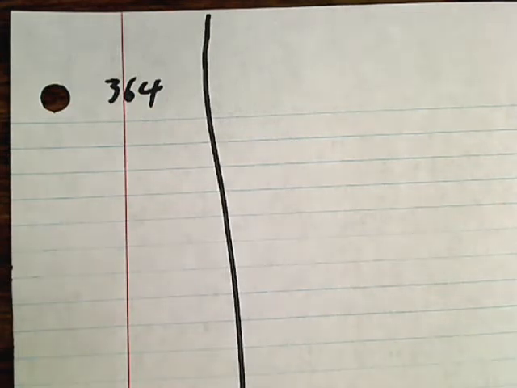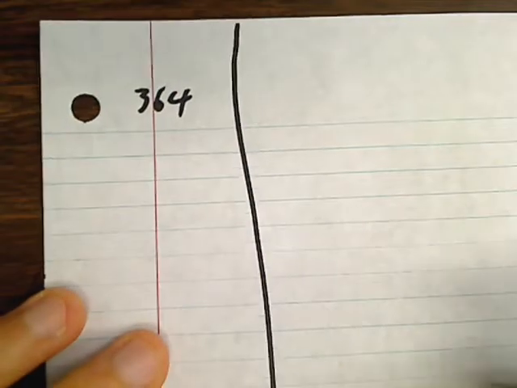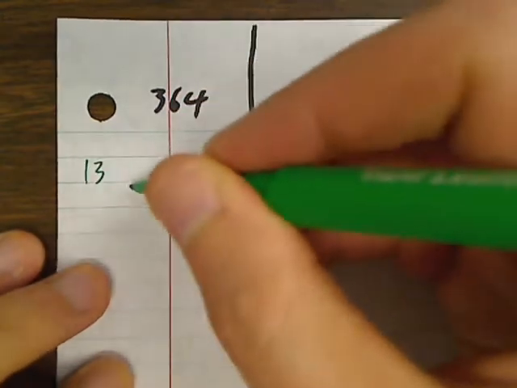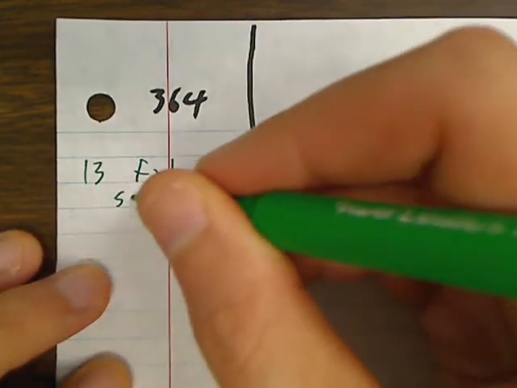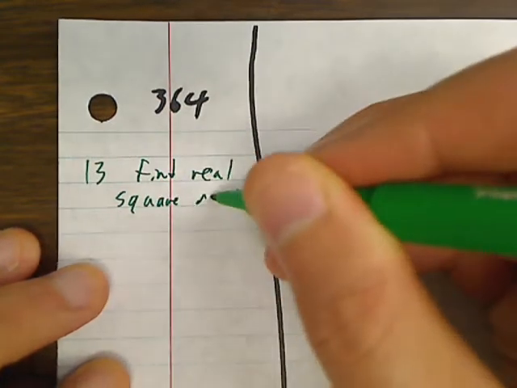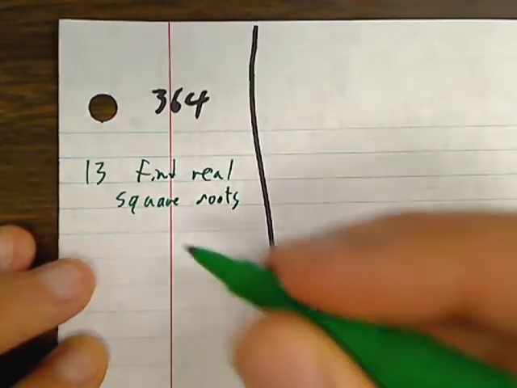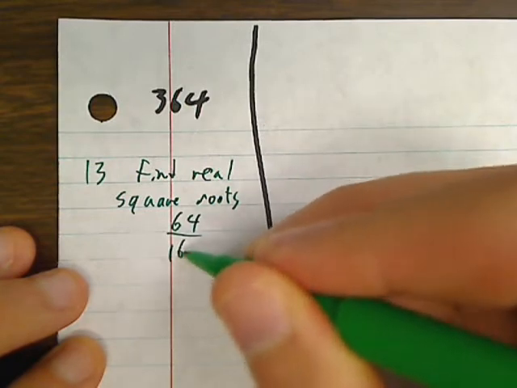All right, let's look in our textbooks to try a couple of problems here. We're on page 364 in your textbook. I'm going to start with number 13. Number 13 says find real square roots. And the number that they give is 64 over 169.